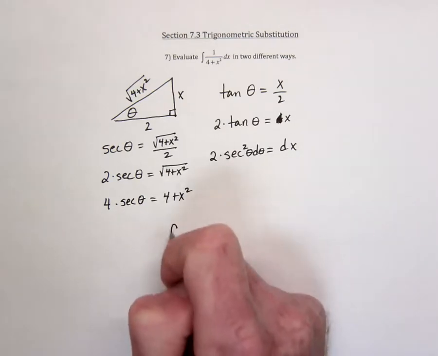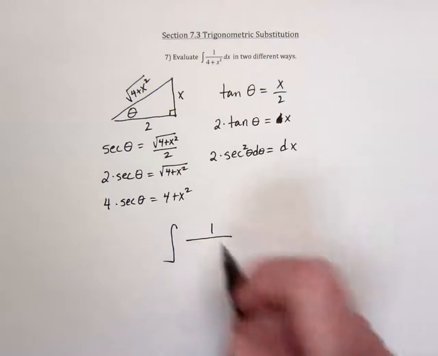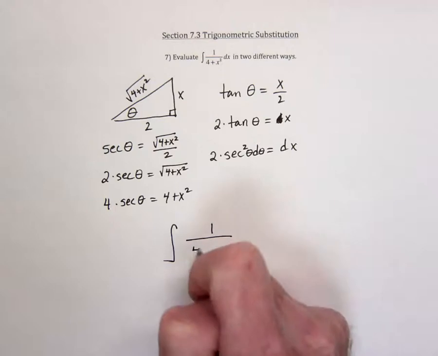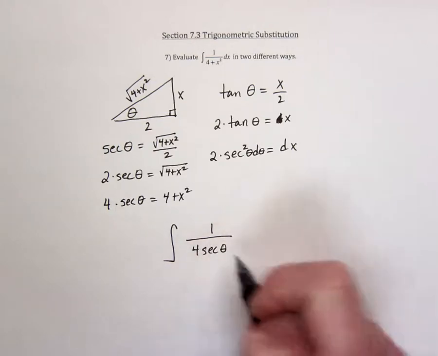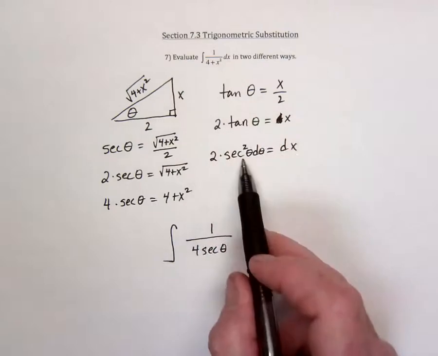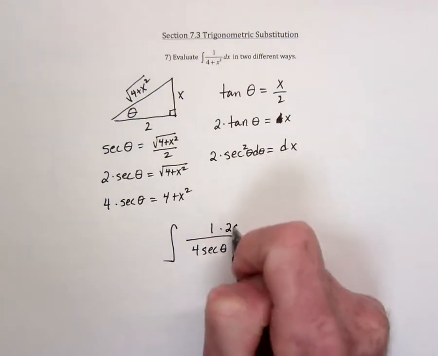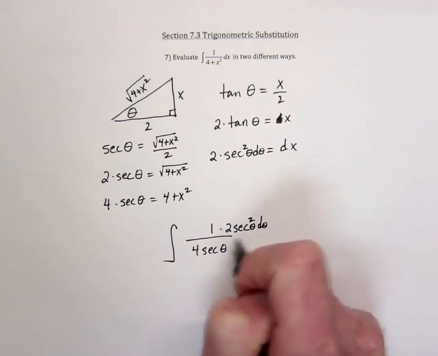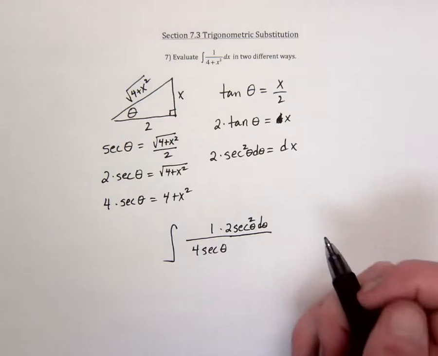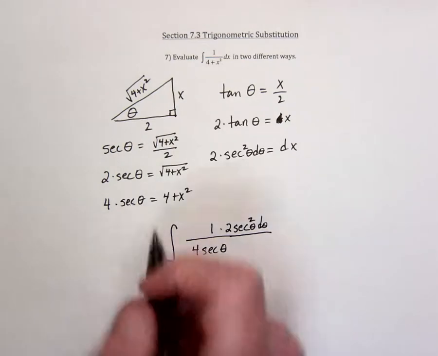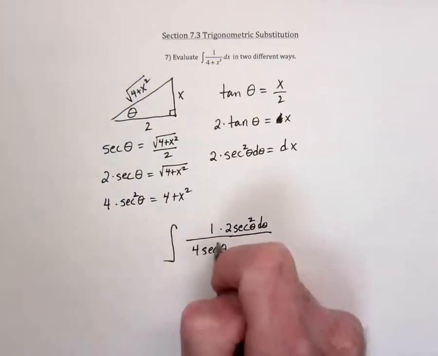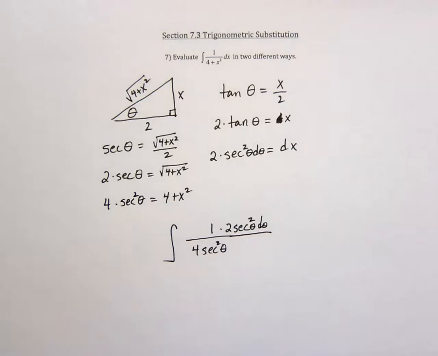Now we're ready to integrate. So it's going to be the integral, a 1 on the top, 4 plus x squared gets replaced with this. The dx gets replaced with this. Oh, I forgot to square when I squared both sides. I said to square both sides, but I forgot to square the secant. Well, now look at this. There's secant squared on top and bottom.